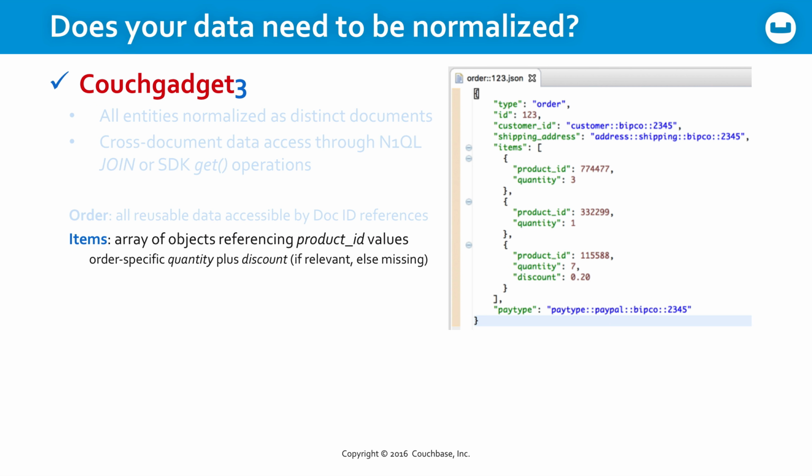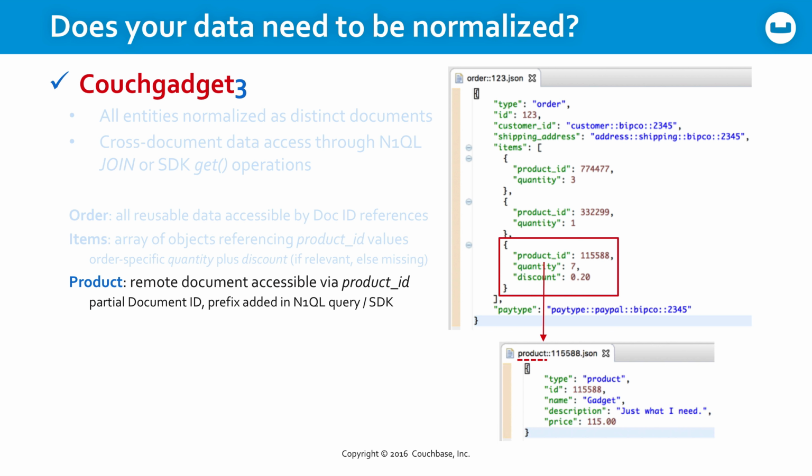The items is an array of objects referencing product ID values. It includes an order-specific quantity and possibly a discount if it's relevant, otherwise it's missing. We've already seen how that's no issue for Nickel. Now the product information you'll see is in a remote document as is simulated here. One difference though, notice that the product ID is just a number. The prefix for product though is part of the document ID. In the CB110 course, we'll show you how you can modify values like this directly as part of a query, and of course you could modify the document name that you get directly in an SDK.